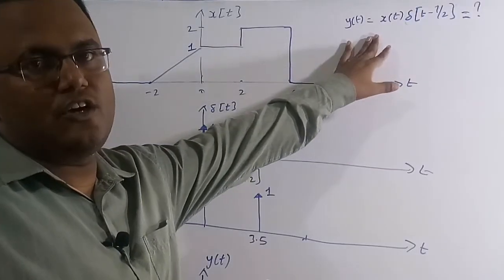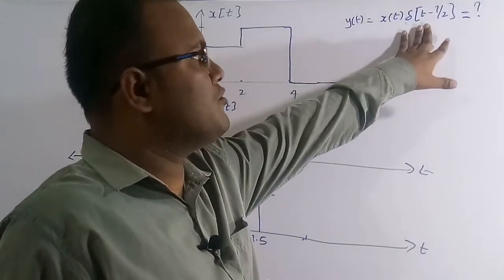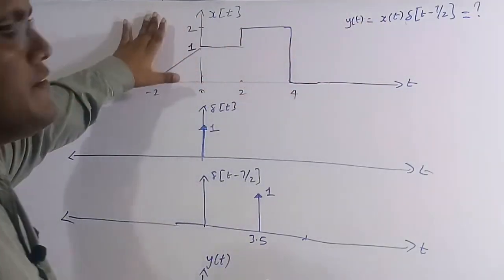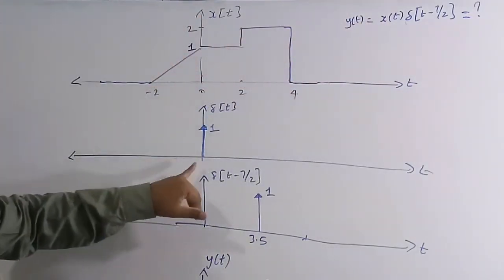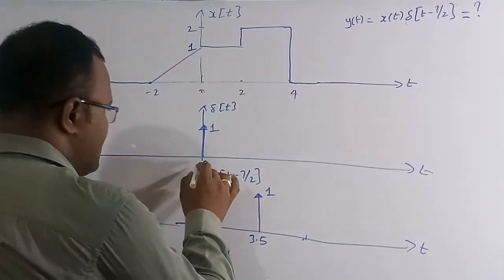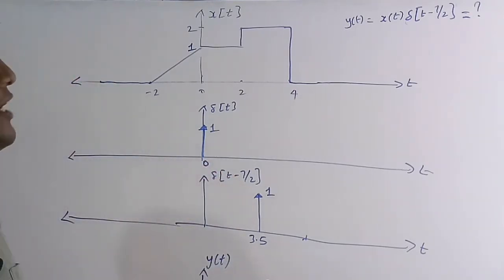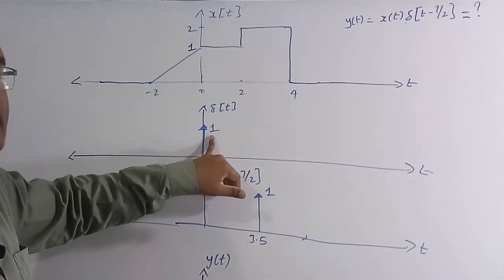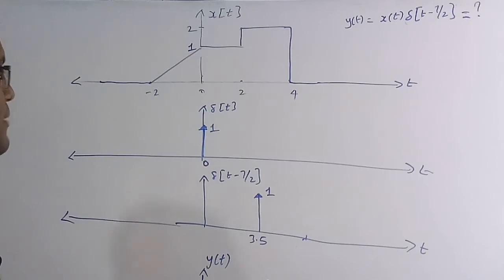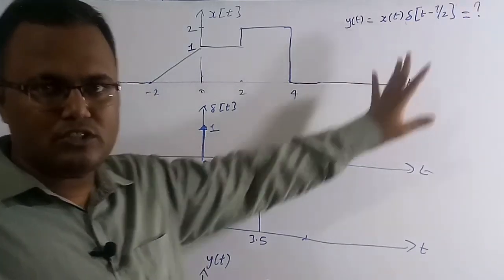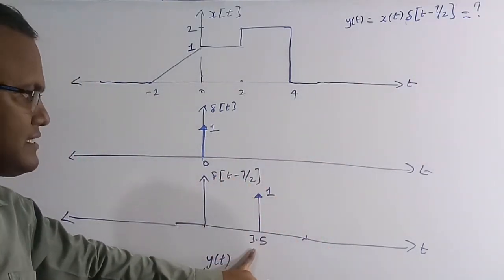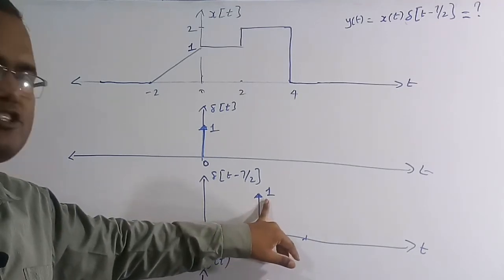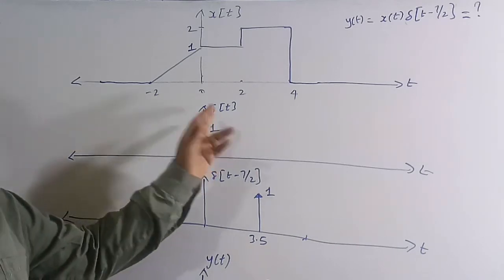Now we need to draw x of t into delta of t minus 7 by 2. We need to draw the diagram. So let me assume this is y of t. This is x of t, which we already know. Now delta of t is nothing but at t equal to 0 its value is 1, meaning its area is 1, not the magnitude value but its area is 1. That is what I have written here. Here 1 indicates the area but not the magnitude value. But here we want delta of t minus 7 by 2. So delta of t minus 7 by 2 means at 7 by 2, which is 3.5 instant of time, it has an impulse of area 1, meaning it is a shifted version of the delta of t.